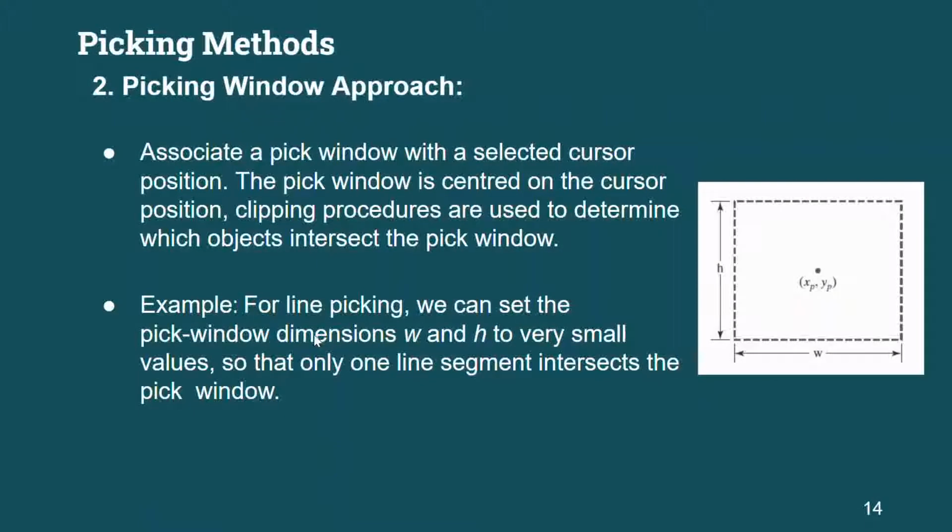So for example, say we are picking up a line, and we just set a small window of width w and height h, so that just the one line segment intersects that pick window. Okay, so that's the pick window approach.